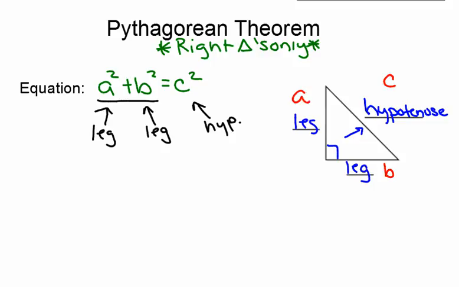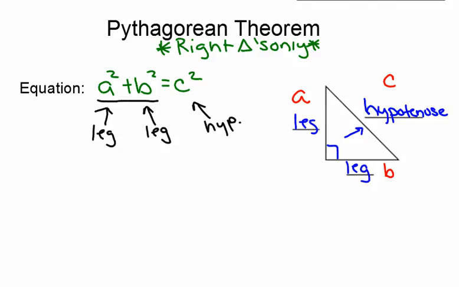You can interchange your a and b, so if you flip-flop and make it b and a on the sides, that's okay because you're adding. When we add, order does not matter. When we're subtracting, it would matter, but in Pythagorean theorem, it's addition. So a squared plus b squared equals c squared.